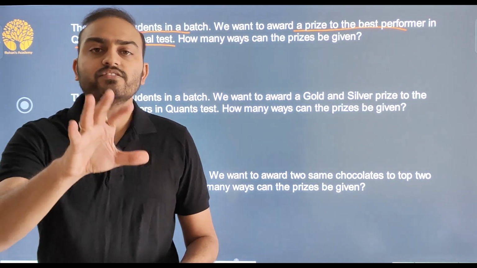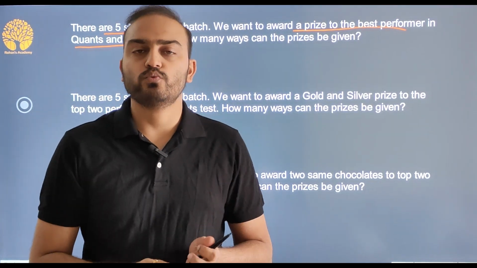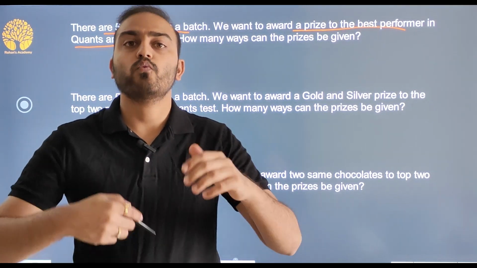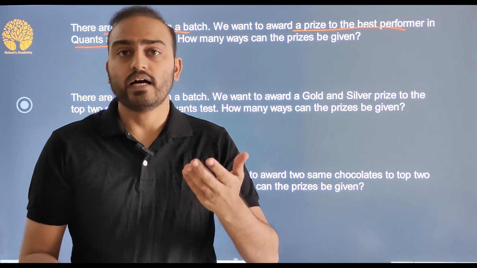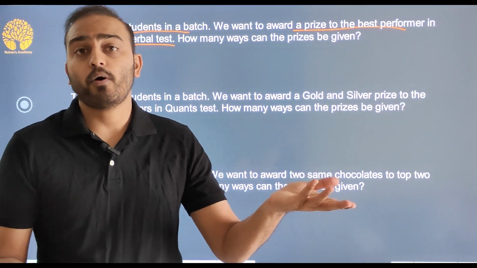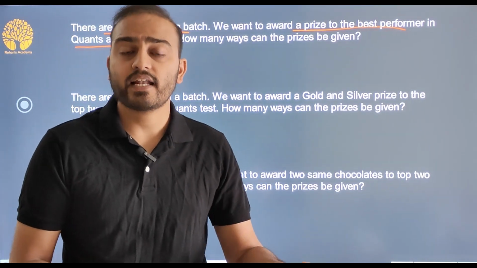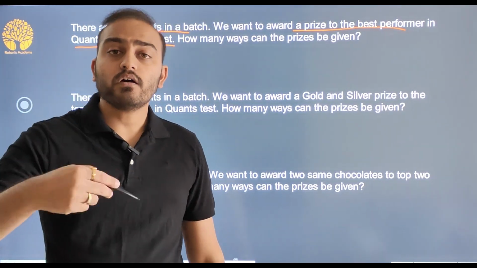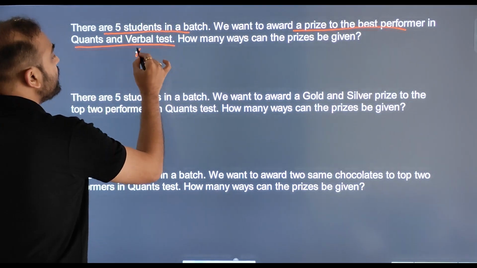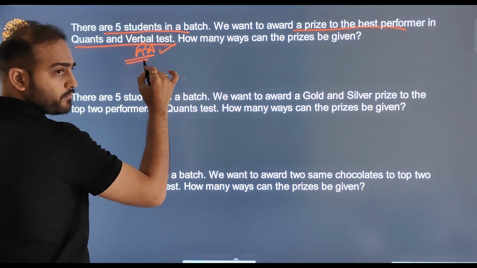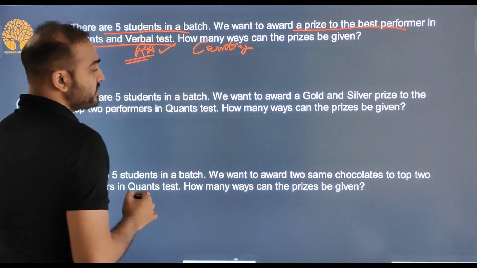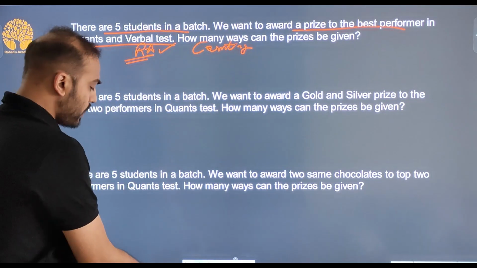Now ask yourself, say you are one of those 5 students. Can you win both the prizes? What answer do you think comes? The answer is yes. As a student, I can win the prize for quant, and if I perform the best in verbal, then I can win a prize there as well. So this is what we call the value repeating. This is where we say repetition is allowed. Since repetition is allowed, we will do counting.